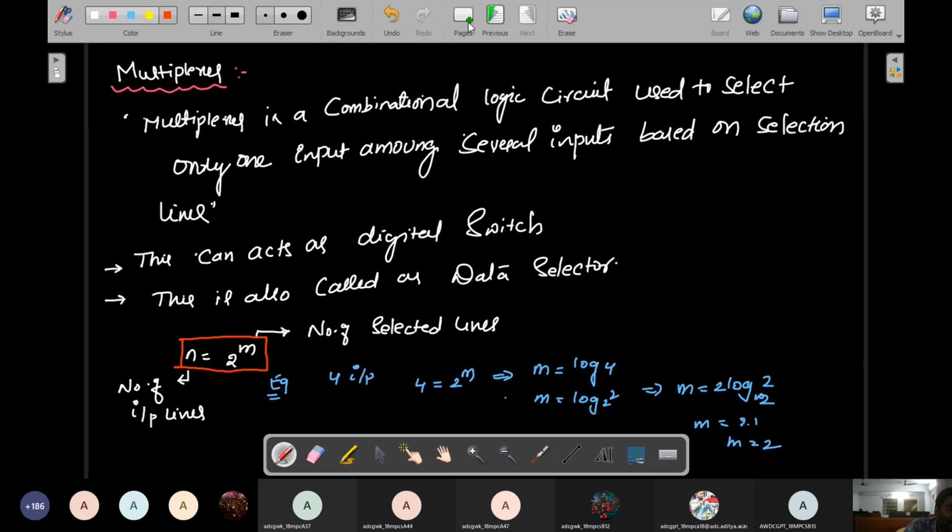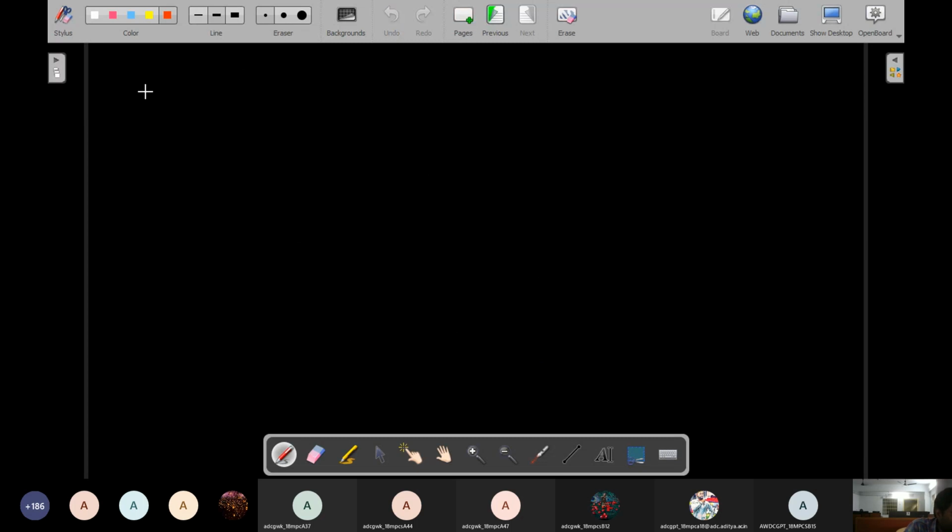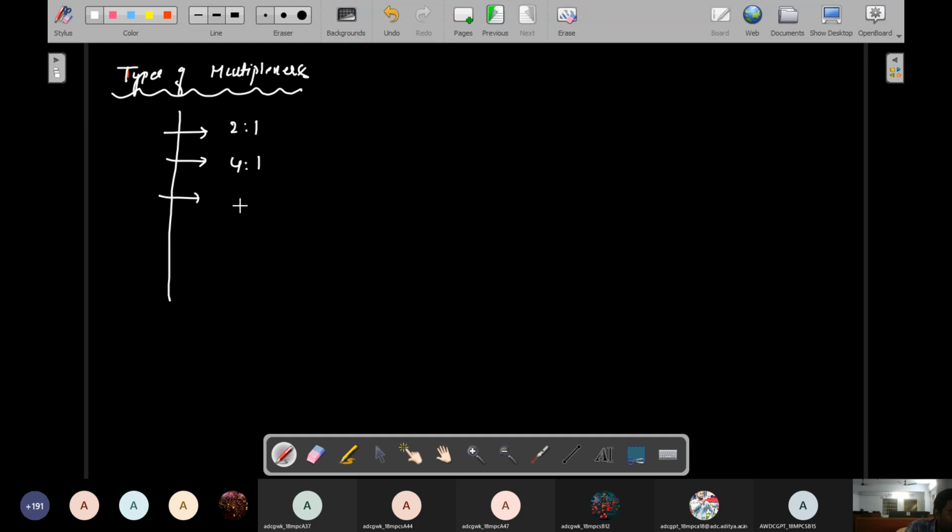On the next page, I'll move to the next topic: types of multiplexers. So how many types of multiplexers are there? Usually these multiplexers are in powers of 2. There is a 2:1 multiplexer, a 4:1 multiplexer, an 8:1 multiplexer, a 16:1 multiplexer, and a 32:1 multiplexer.